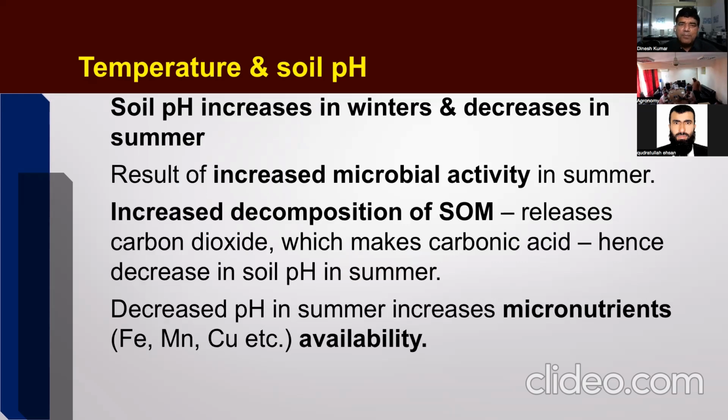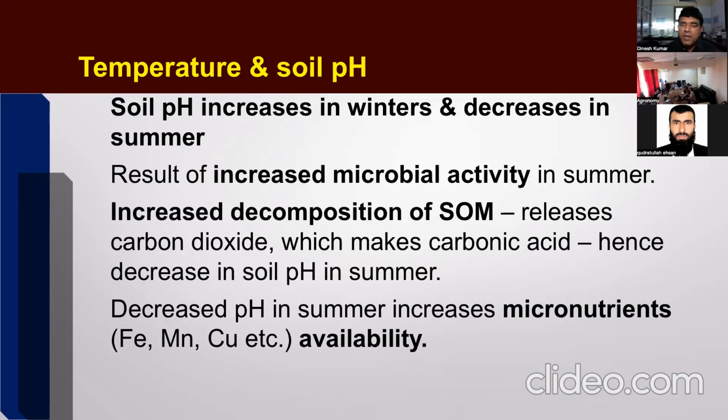So you can see soil pH increases in winter and decreases in summer. This is in India. In summers we have higher temperature, in winter we have lower temperature. So temperature is affecting the soil pH. This is the result of increased microbial activity in summer. In summer, microbial activity is increased, which results in increased decomposition of soil organic matter.